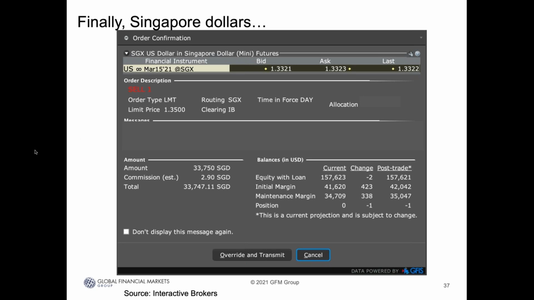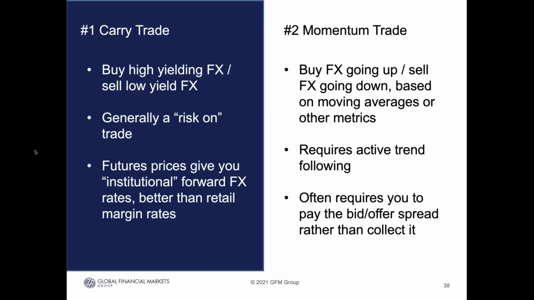Commission there is $2.90 Sing. Very, very little margin impact there. Again, Sing dollars are relatively stable currency. So ticker there is US if you want to go ahead and pull that up on your futures screen in Interactive Brokers. As far as actionable strategies, there are a few I mentioned.